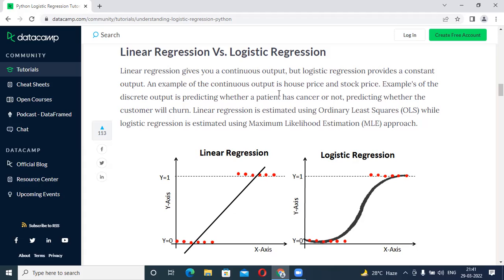An example of continuous output is house price or stock price. An example of discrete output is predicting whether a patient has cancer or not, or predicting whether a customer will churn. Linear regression is estimated using the ordinary least squares method. The models I develop should be properly estimated, and this estimation is tested by different methods. One is the ordinary least squares method, OLS, while logistic regression can also be estimated using maximum likelihood estimation.